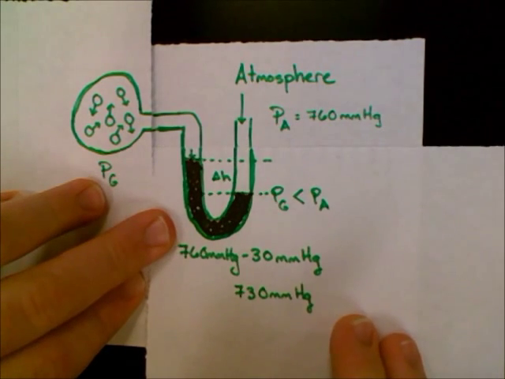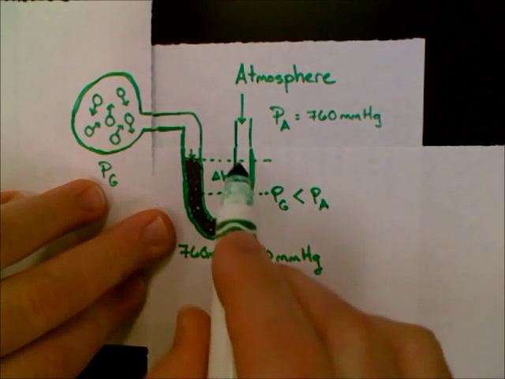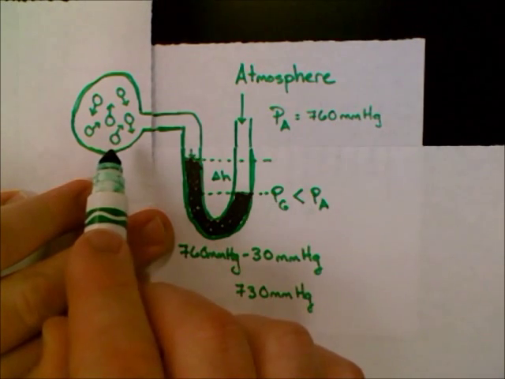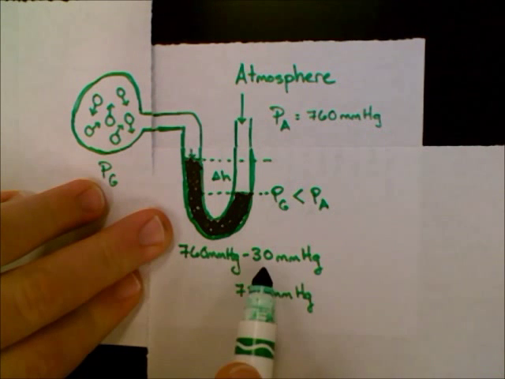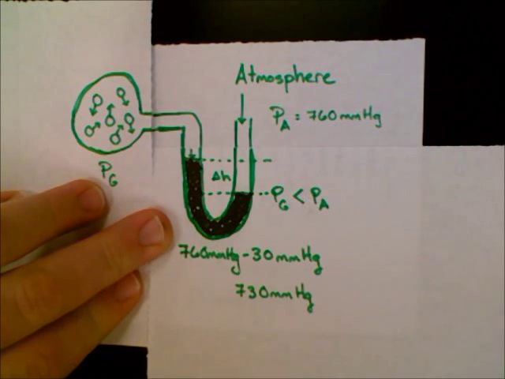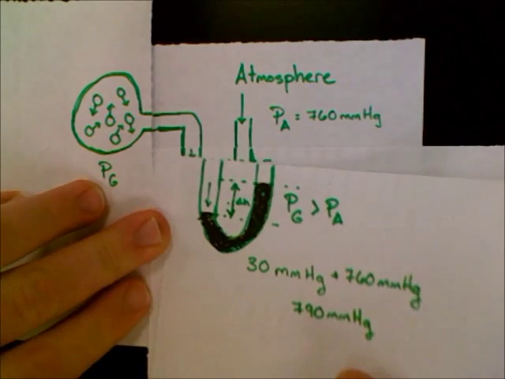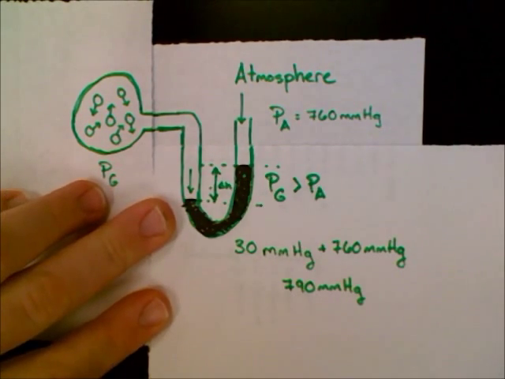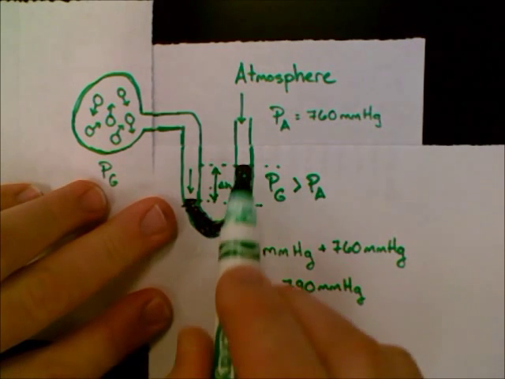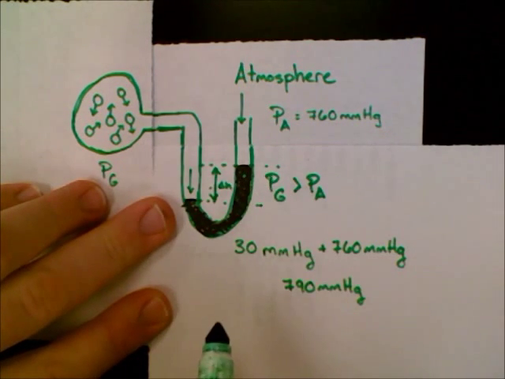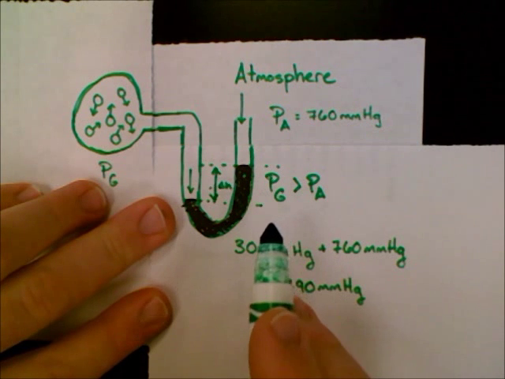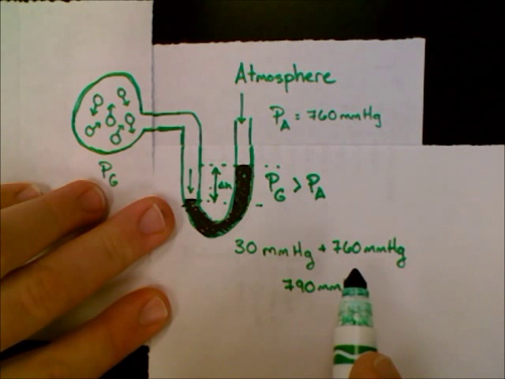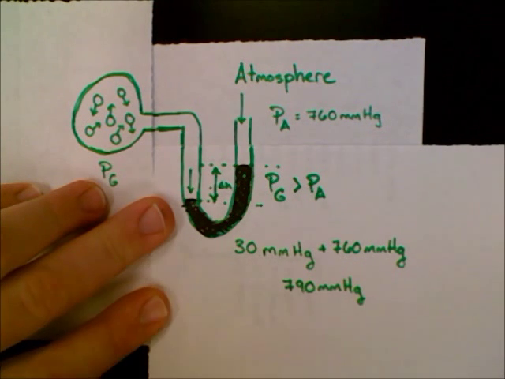Here, the pressure of our gas is less than the pressure of the atmosphere, and I can see that because the mercury is being pushed towards the gas. So I subtract the difference in heights from the pressure of the atmosphere. And here, the pressure of our gas is greater than the pressure of the atmosphere because the mercury is being pushed towards the atmosphere. Again, because the pressure of the gas is greater, I add the pressure difference to the pressure of the atmosphere to get the pressure of the gas.